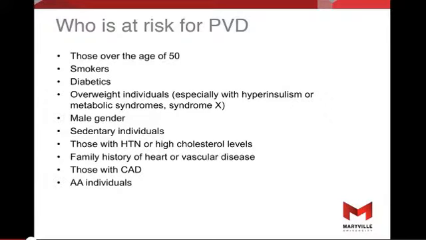So who's at risk for peripheral vascular disease? These are key things you want to know and be able to understand so we can educate our patients on their risk, reduce these risk factors to prevent patients from even developing peripheral vascular disease. So as we age, we all know our musculature decreases. And so those who are over the age of 50 are at increased risk. Those who smoke, those who are diabetic, being overweight, thinking about that metabolic syndrome or syndrome X increases it.